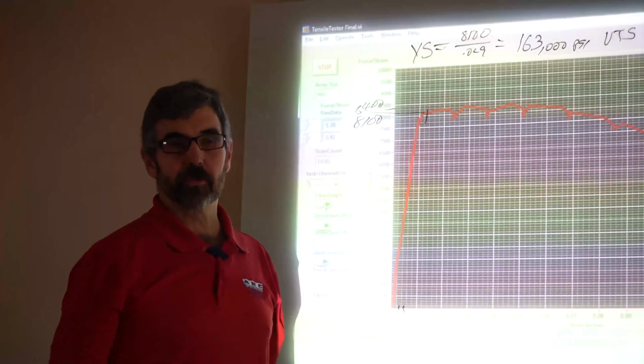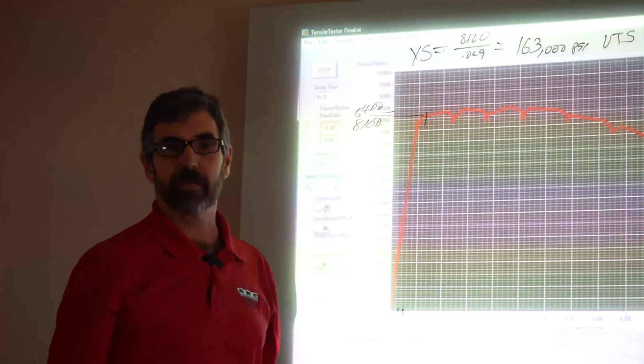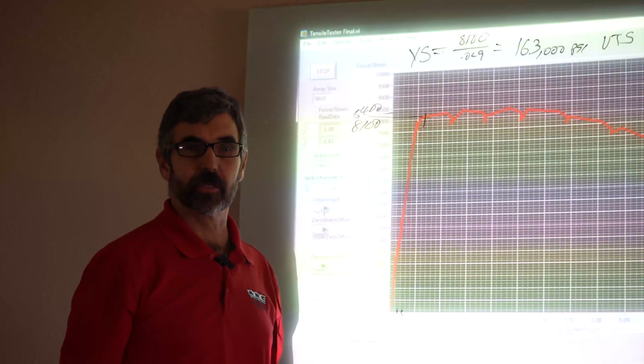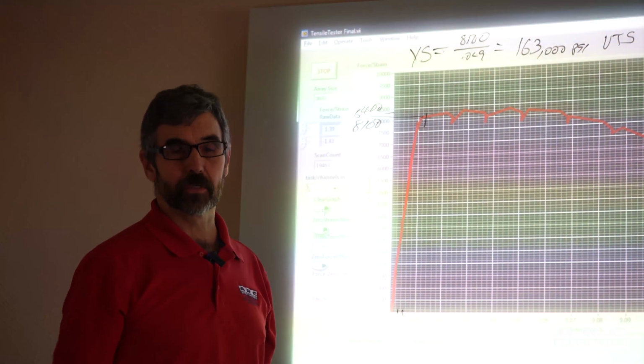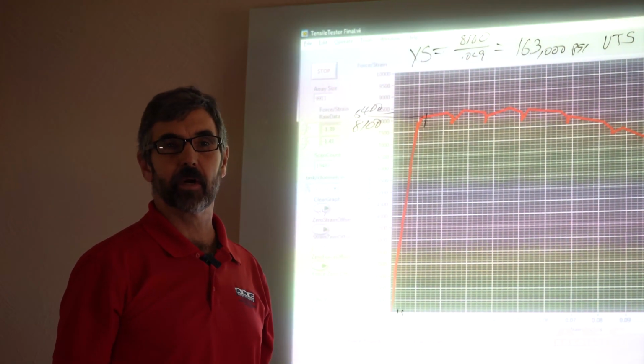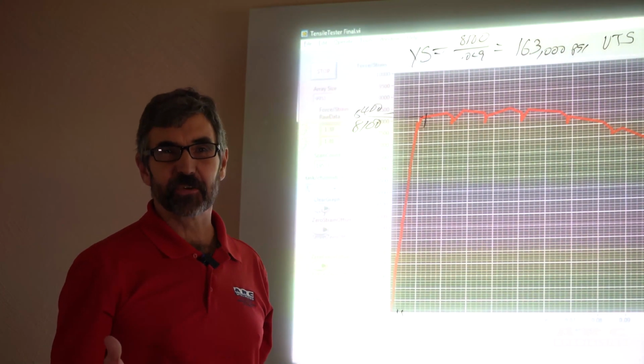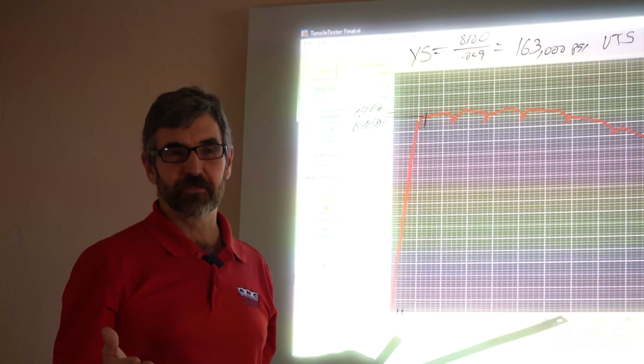So the strength of our material is quite high, 163,000 PSI yield strength, 171,000 tensile strength. These are very high numbers. This was a little bit higher than we expected from this wire, but it shows that we have a good weld. But if you've seen any of our videos at ARC Specialties, you know that we use a different unit.